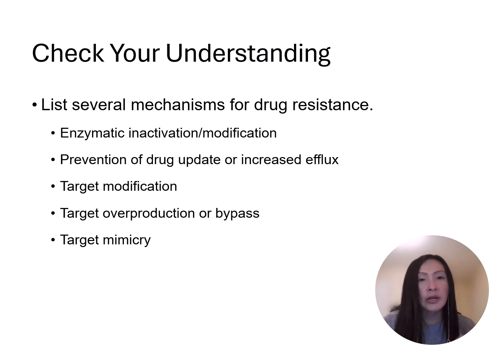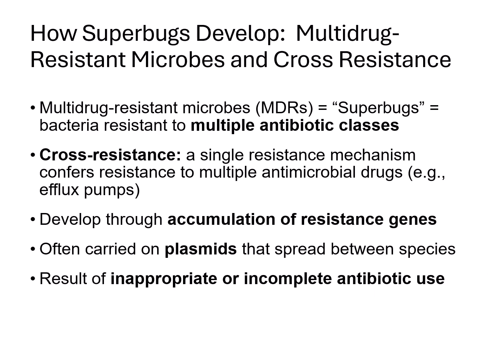And the last one is target mimicry. So here bacteria are making decoy molecules that resemble the drug target and protect the true target. So we just said Mycobacterium tuberculosis makes MFPA protein, which mimics DNA, and that protects DNA gyrase from the fluoroquinolone drugs. So overall, the bacteria resist drugs by destroying the drug, blocking entry, pumping it out, altering or bypassing targets, or by producing decoys. When multiple resistance genes accumulate, bacteria become multi-drug resistant organisms, MDRs, also known as superbugs.